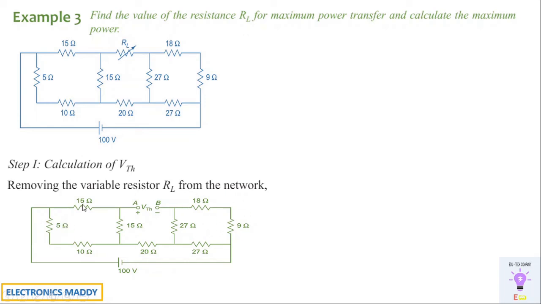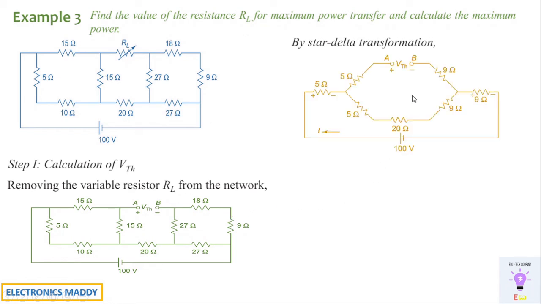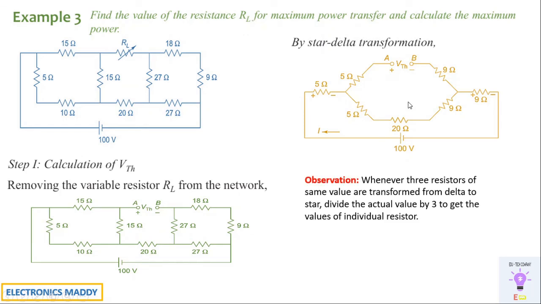So 15 ohm, 15 ohm, 15 ohm, they are connected in delta. 27 ohm, 27 ohm, 27 ohm are connected in delta. So converting delta to star, you'll be arriving at this point. So how do we get this? There is an important observation that I told with respect to solving star delta transformation problems. So please do refer to that video. It gives you a greater analysis of how to solve star delta problems.